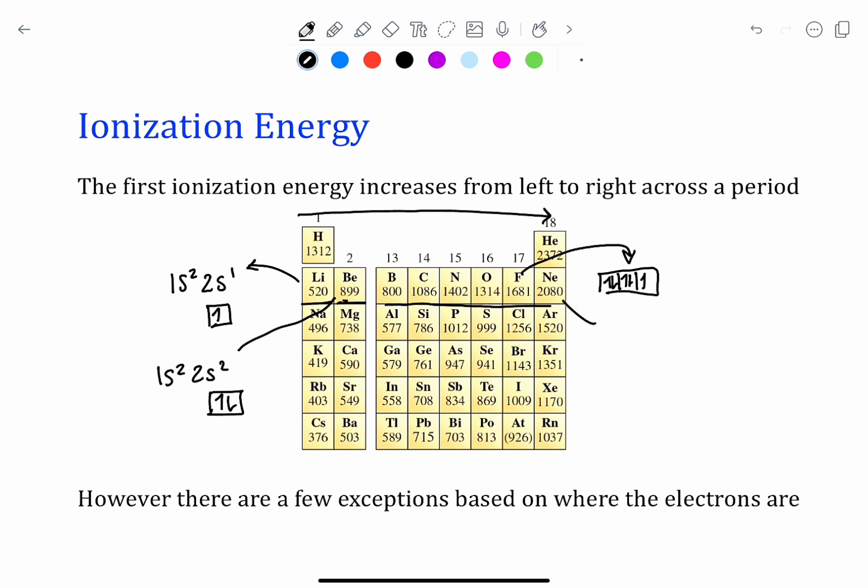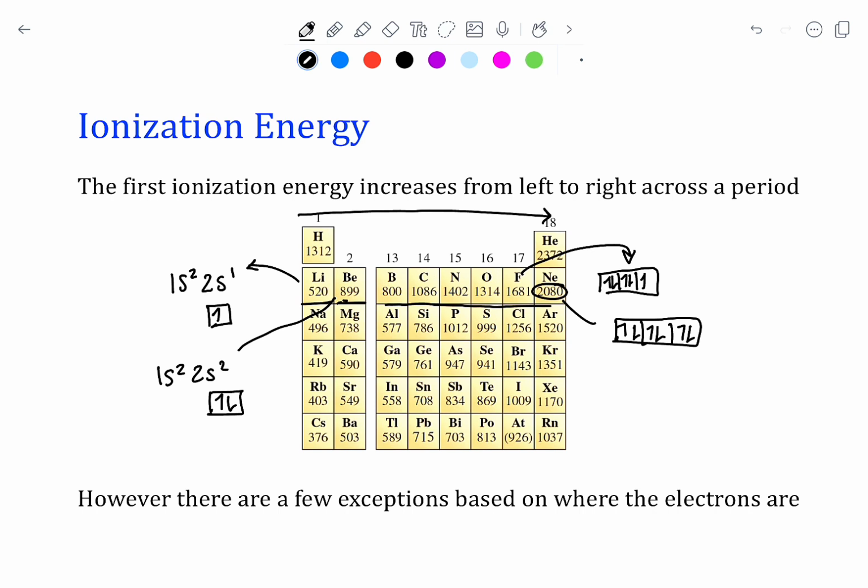Then if I go to neon, we're talking about a full p orbital, full p shell, so all of those electrons are paired up, so its ionization energy is really high. So once we get to the end of a period, all of the electrons in that shell are paired up and they don't want to be removed. So it takes a lot more energy for those electrons to be removed.